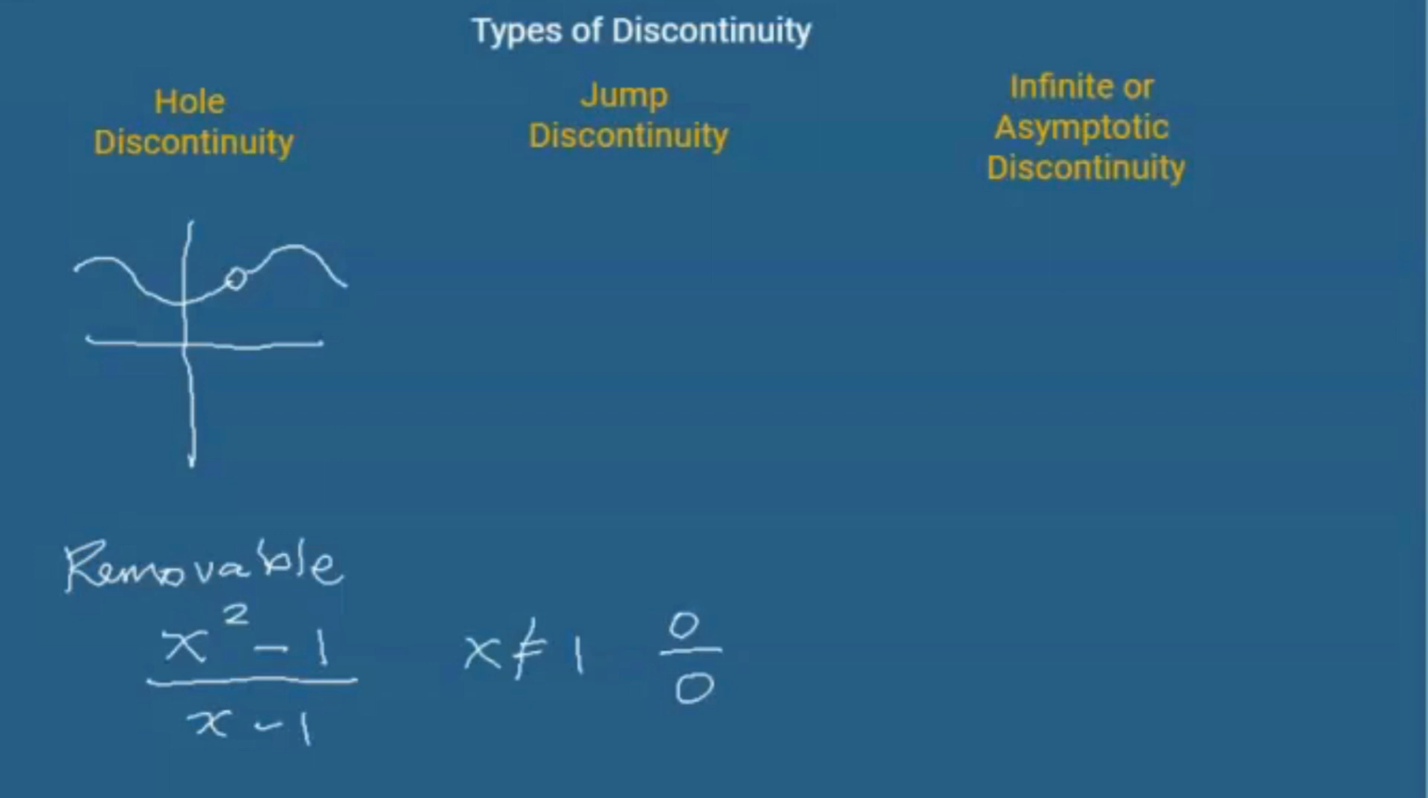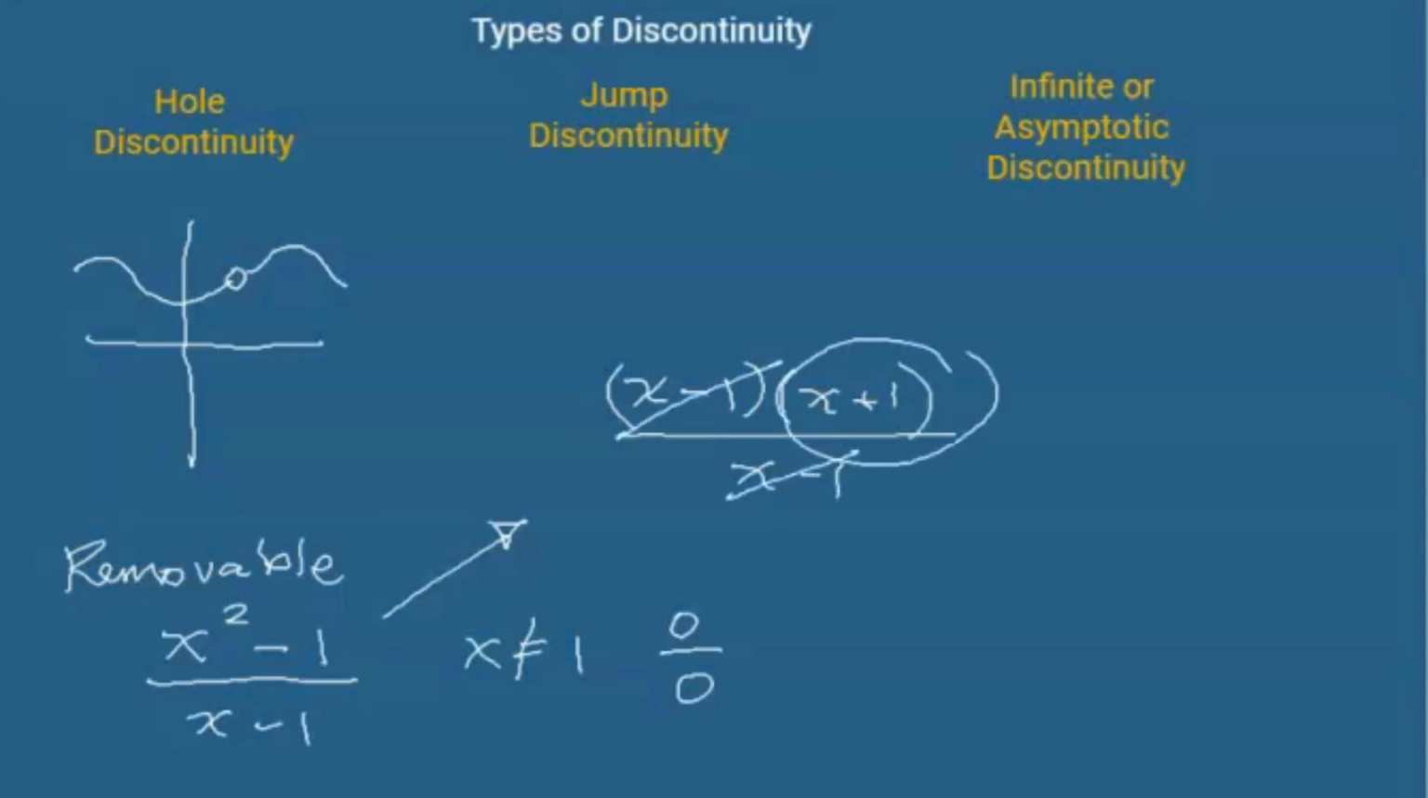But then we can remove the discontinuity by factoring. x squared minus 1 is the difference of two squares, and the factors are x minus 1 and x plus 1, all over x minus 1. So we can cancel this out, and you're left with x plus 1, in which we removed the discontinuity. That's why a hole discontinuity is removable.